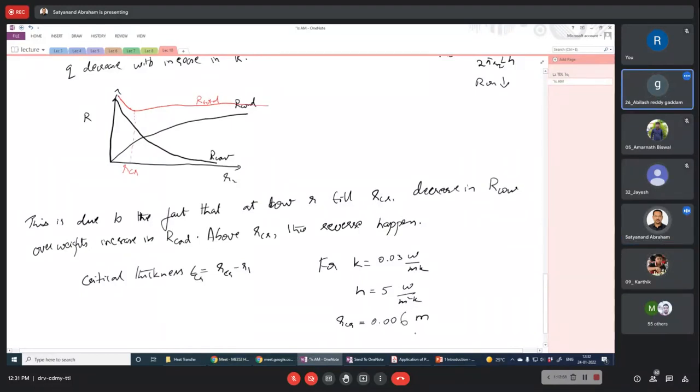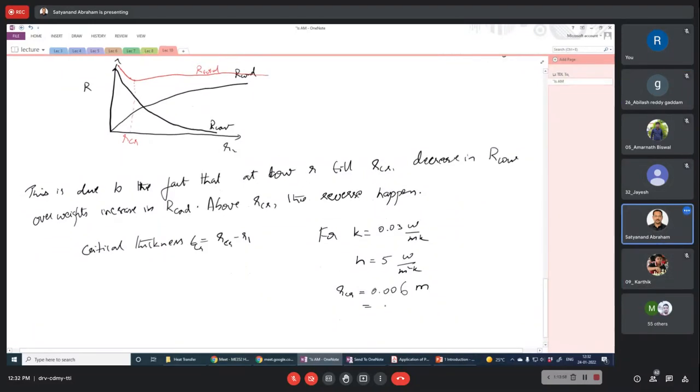Meters. It is equal to... how do we convert to millimeters? 6 millimeters. Very good. So here you can see that for the regular ambient condition, with a regular insulation material having a conductivity somewhere around 0.03, R critical is going to be almost 6 mm. So that means it is a very low value.